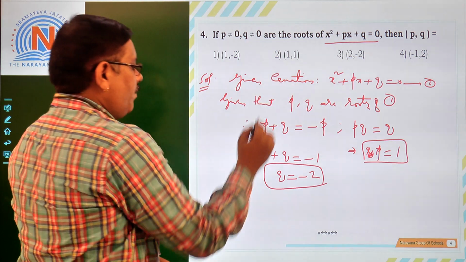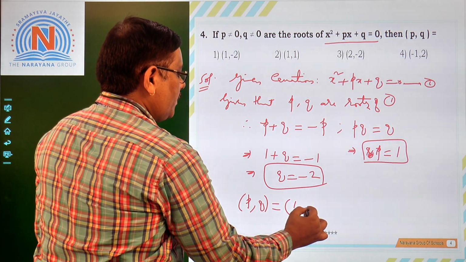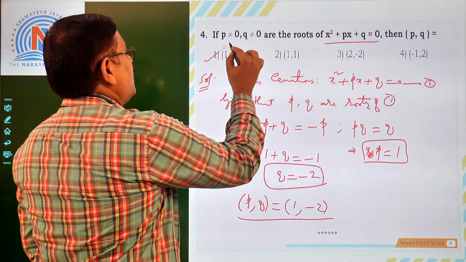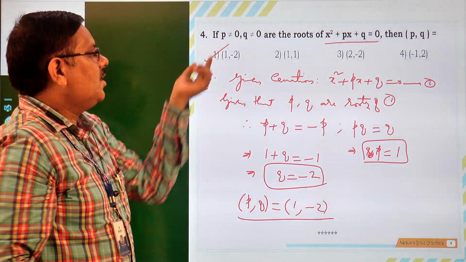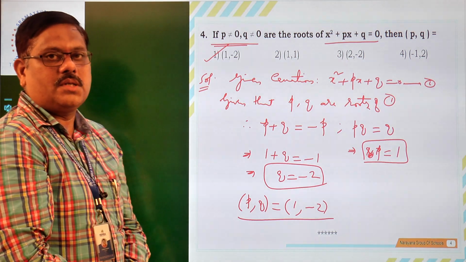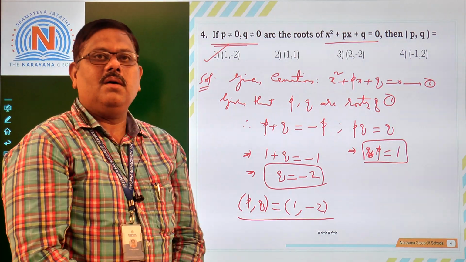So the ordered pair p comma q will be equivalent to, now p is 1, q is minus 2, 1 comma minus 2, that is nothing but the first option. Okay, that is how we have to solve it. It is what we have to note: p and q are the roots of x square plus px plus q is equal to 0. Thereby we got the ordered pair p comma q as 1 comma minus 2.